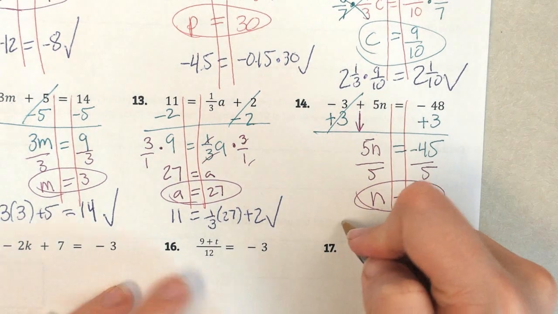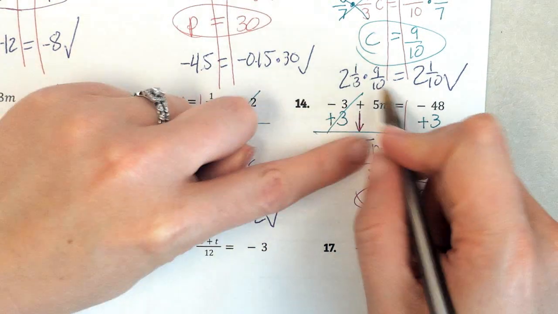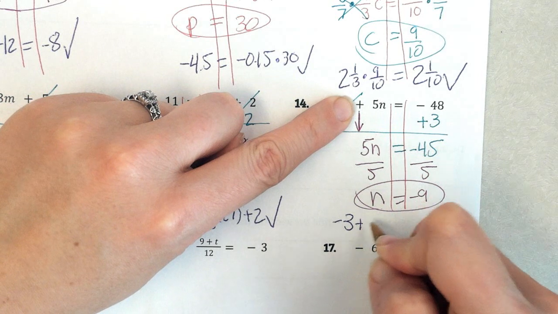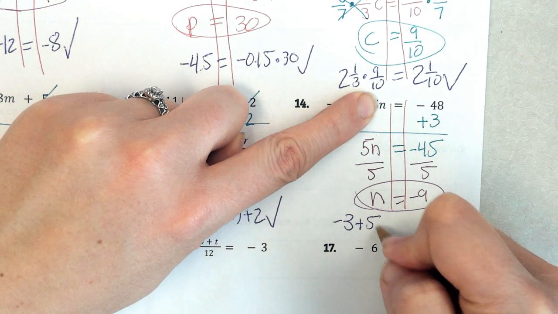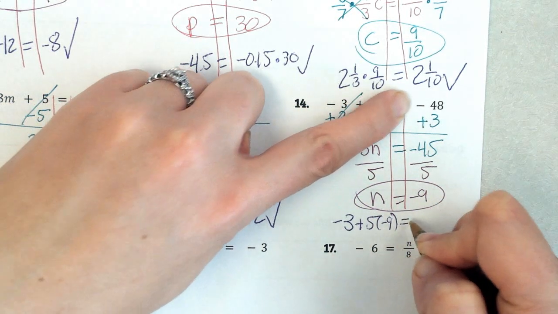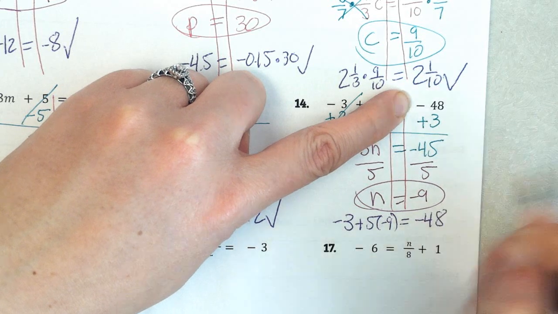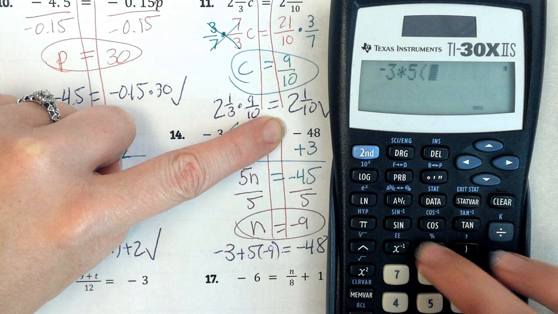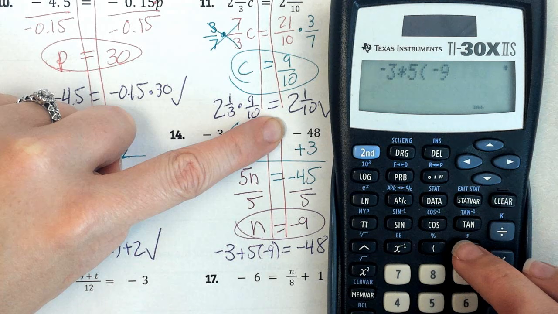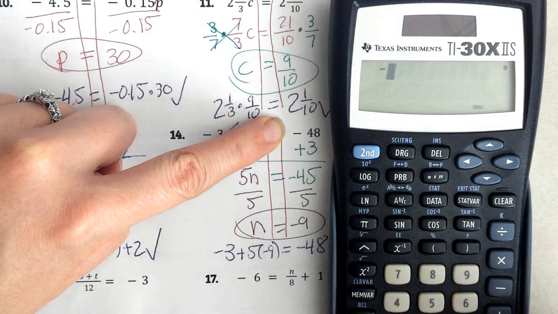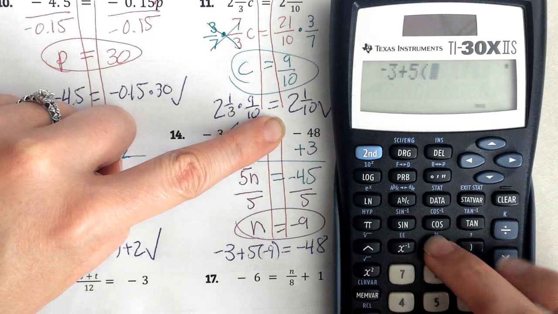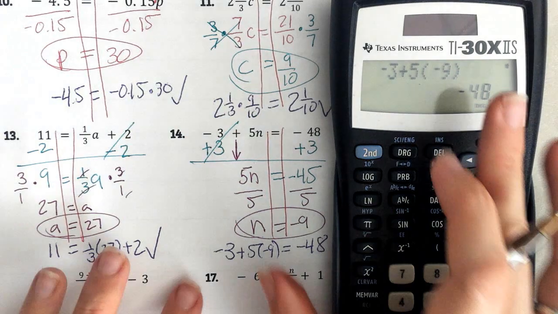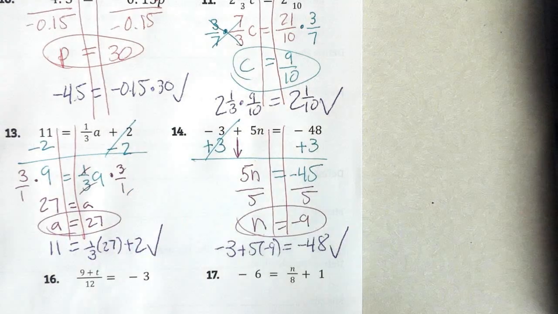So when I check that, I would go straight across. Don't flip anything around. -3 plus 5 times n is -9, and it should give me -48. So let's see. Negative 3 times 5, I'm sorry, I wrote that wrong, negative 3 plus 5 times negative 9, and it did give me negative 48.